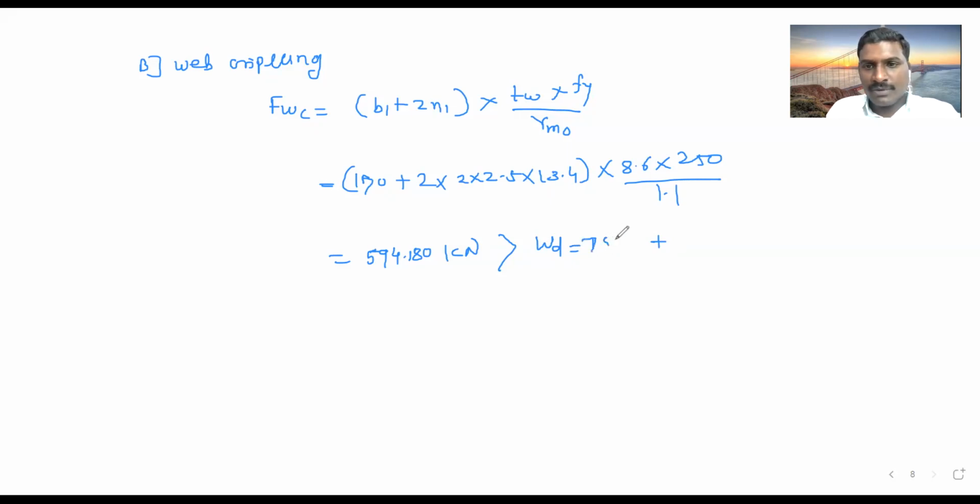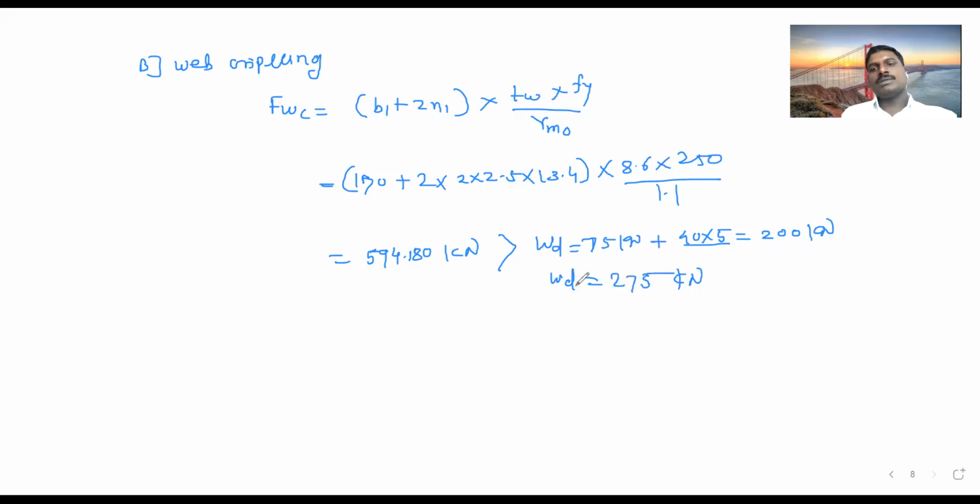75 kilonewton. Okay, plus due to UDL 40 into 5. How much is 40 into 5? It means 40 kilonewton per meter is the intensity, multiplied by the span. So how much is this? 200. So total W in kilonewton is how much? 275. So please correct this. This is the WD, not MD. So here WD will be 275 kilonewton. So is this greater than this?